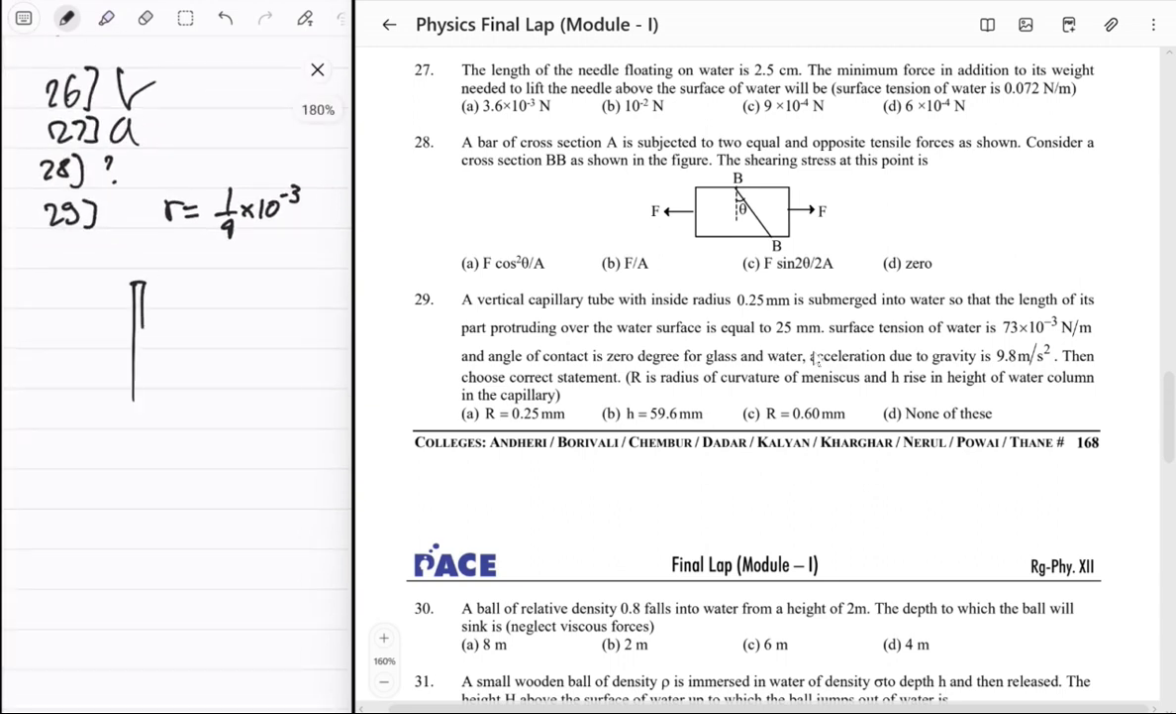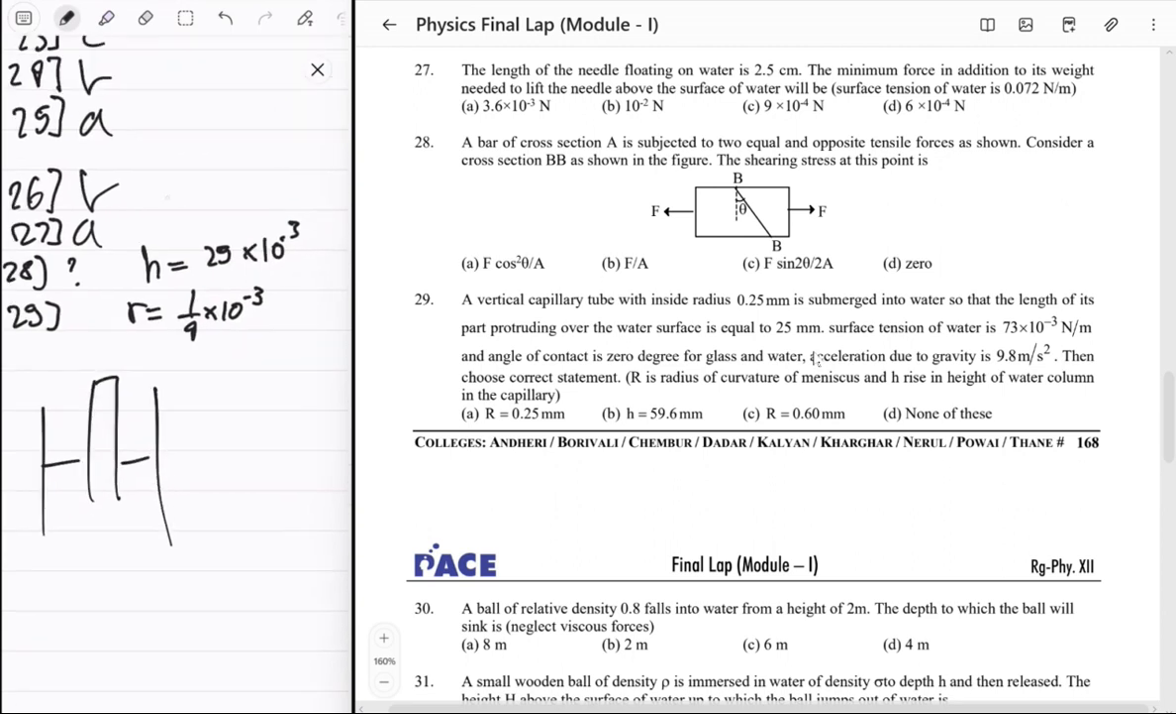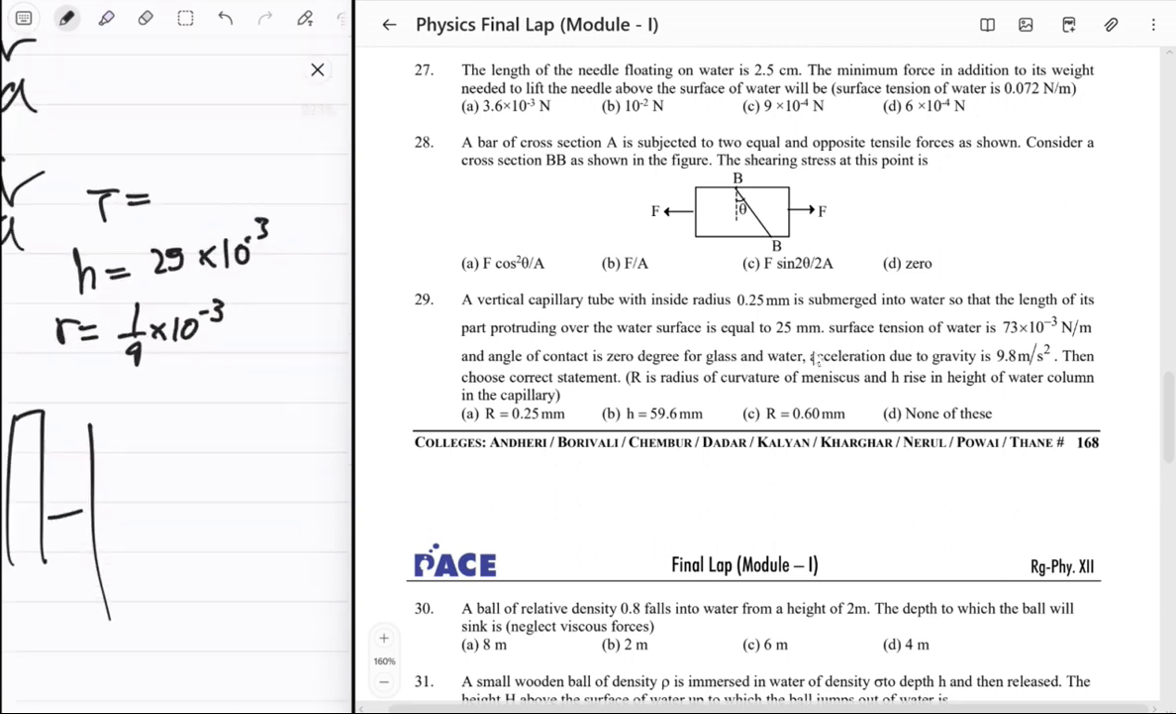पहले तो इसकी डायग्राम बनाओ. So कुछ तो भी इसका रेडियस, and it is put inside water, और जो इसके ऊपर का है that's given as 25 millimeter. So h is just 25 times 10 power negative 3, right? Okay. Surface tension is given, 73 times 10 power negative 3. Cool.